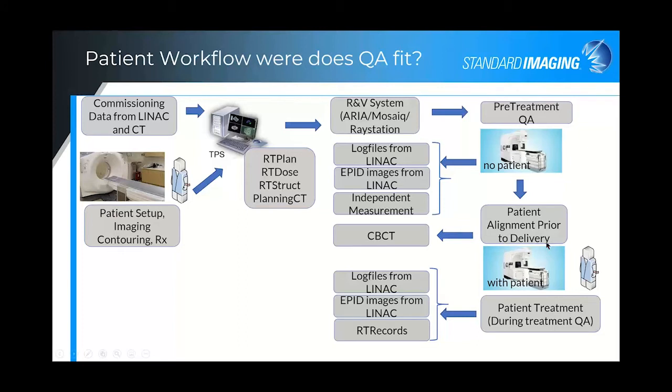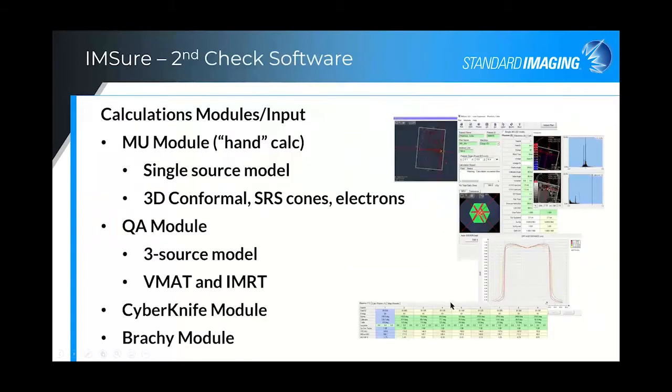And then, working our way down to the patient alignment prior to delivery. You get the cone beam CT at that point in time, which we can use in some of our QA, and as well when the patient is actually on the table during treatment. And of course, we again have the log files, EPID, RT records, as well as certain independent measurements that can occur.